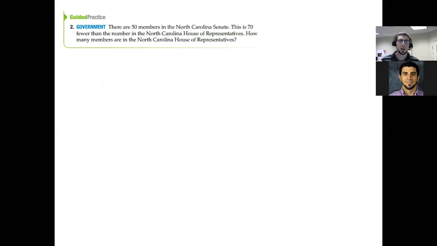Okay, we're back. There are 50 members in the North Carolina Senate. This is 70 fewer than the number in the North Carolina House of Representatives. How many members are in the North Carolina House of Representatives? So you have 50 members in the North Carolina Senate, and it says this is 70 fewer than the number in the House of Representatives.